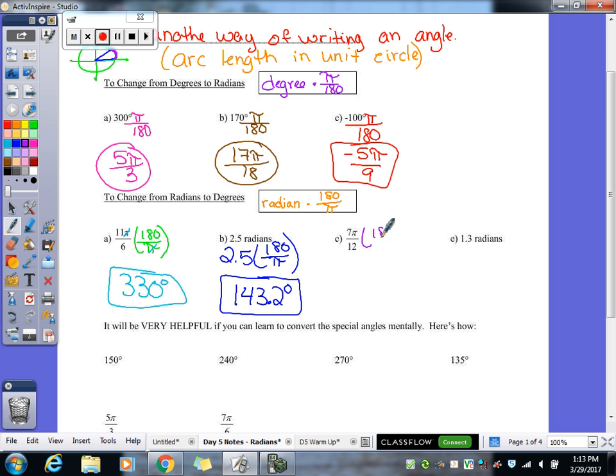So C again, 180 over pi. What happens with our pi? They cancel. So 7 times 180 divided by 12. 105. And then our last one again, 1.3 times 180 over pi. We'll go to our nearest tenth again after you type that in. 74.5.